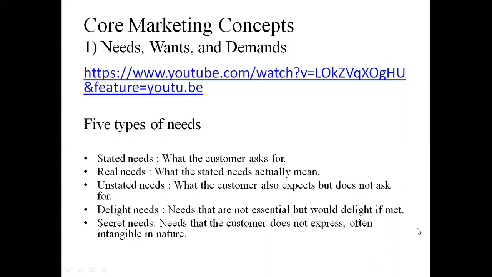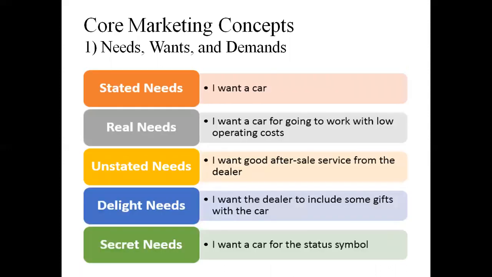Let us give an example here about a car. If a person wants to buy a car, it is the stated need. Directly he is saying that I want a car. Then what will be the real need? Why does he want that car? He wants a car for going to work with low operating costs. So it is the real need, the real motive behind that car.